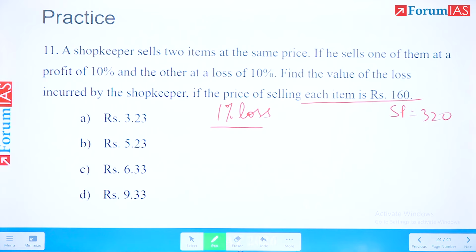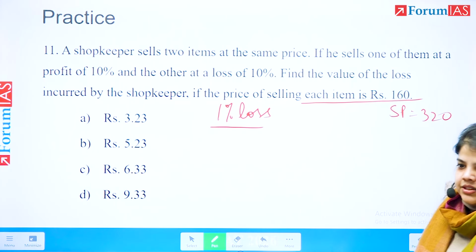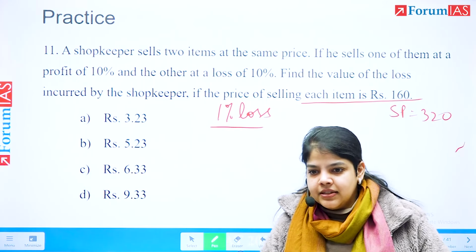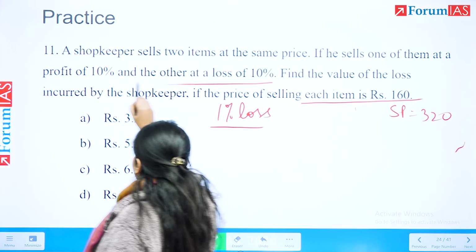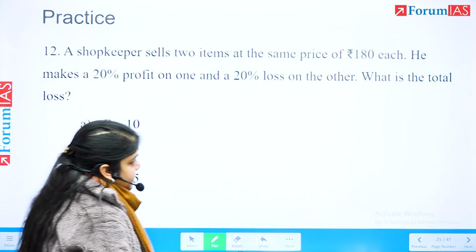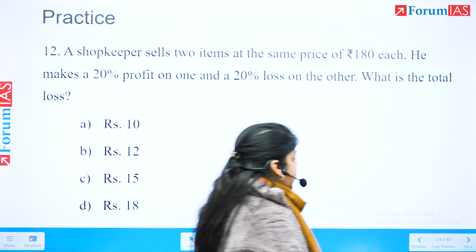डायरेक्ट भी कर लो. 1% करना है इसका, है ना? That is the loss percentage. I hope it is clear. ठीक है? So if this is the question, irrespective, the common thing is profit of 10%, another at a loss of 10%. Now, next question.